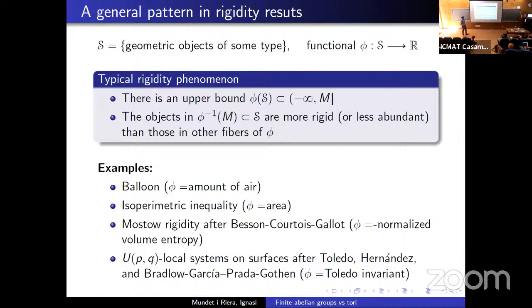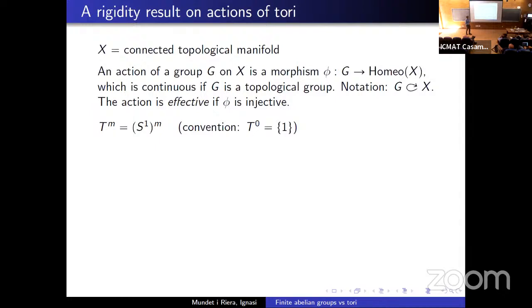Okay, so to begin with, let me give an example of a rigidity phenomenon that fits this pattern, but for continuous actions of tori on topological manifolds. So let me introduce some notation. X denotes a connected topological manifold. Well, what do I mean by an action of a group G on X?